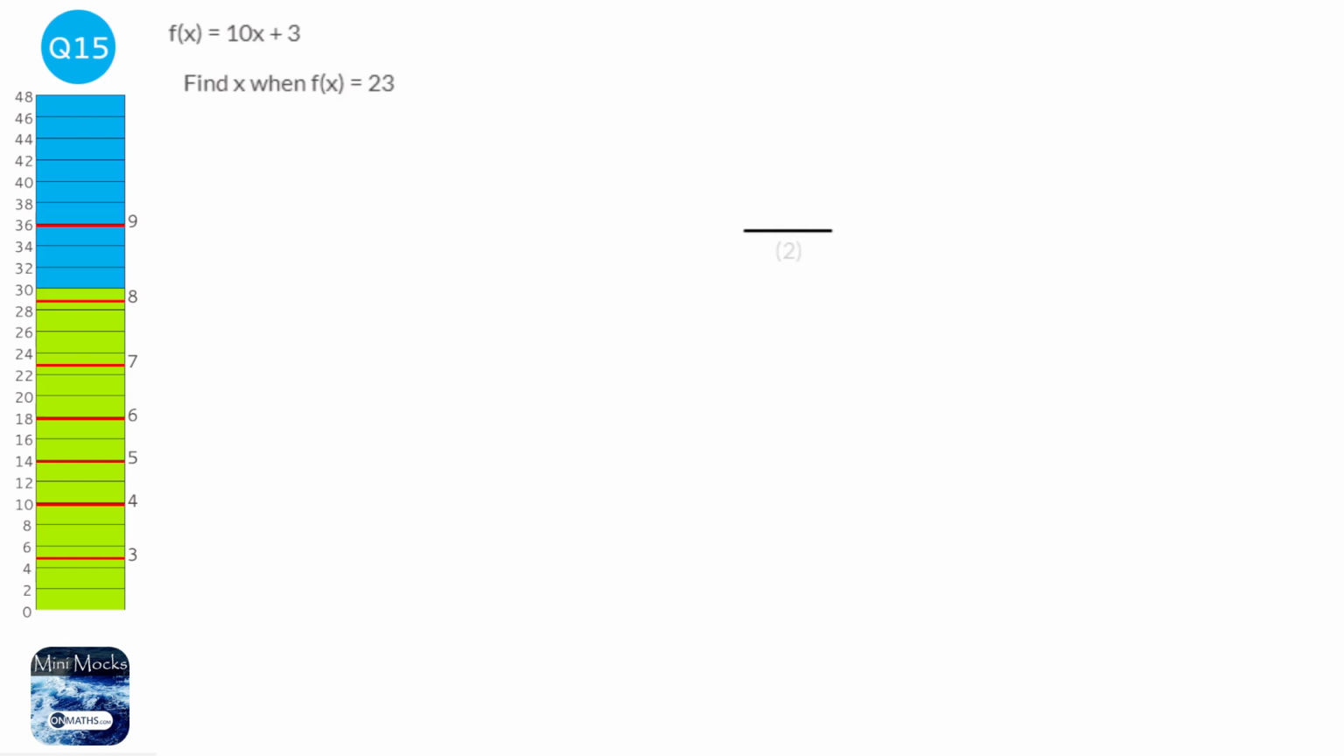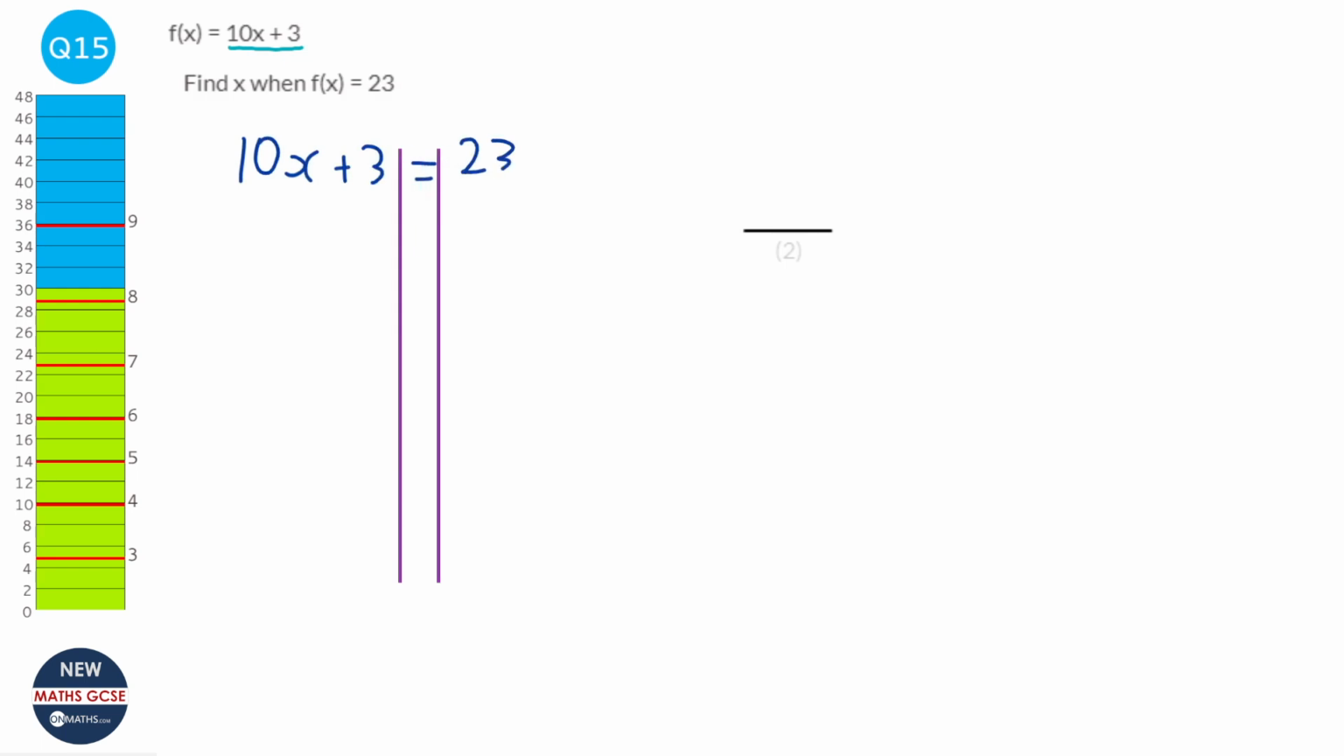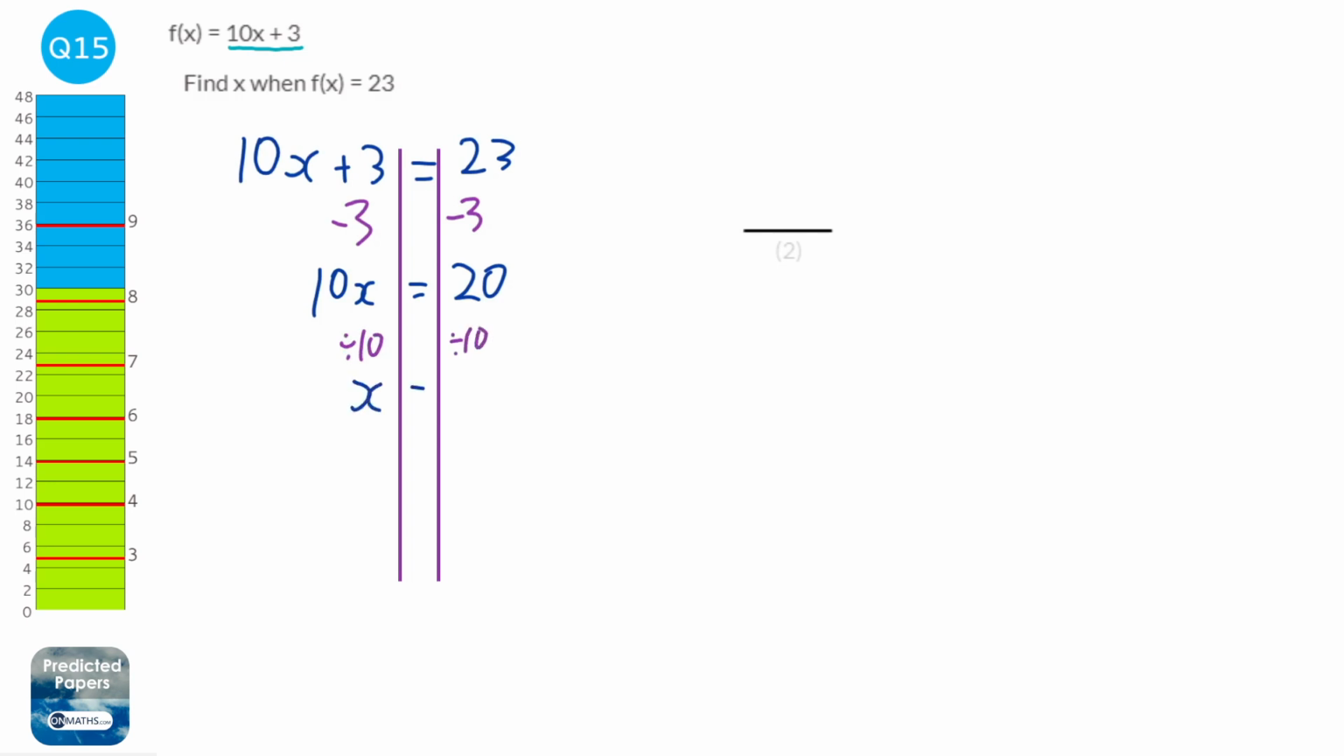So we're asked to solve f of x equals 23, but it tells us that f of x is 10x plus 3. So all we're really doing is 10x plus 3 equals 23, and we're just doing a simple solve. So get our lines in, and we're going to take away the 3 both sides, which will give us 10x equals 20. Then we're going to divide by 10 both sides, and that just gives us x equals 2. So our answer is 2.